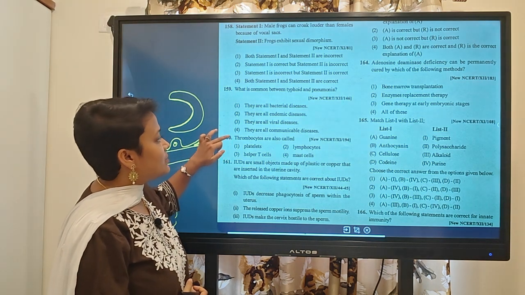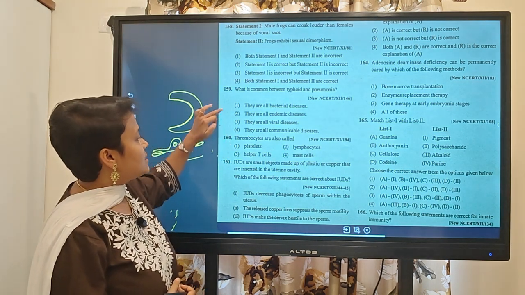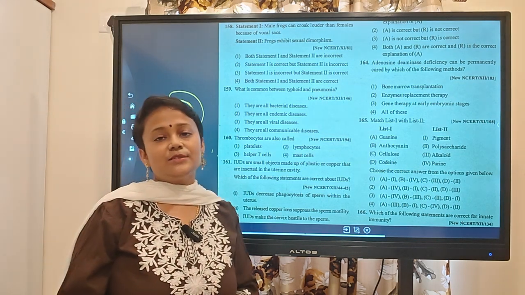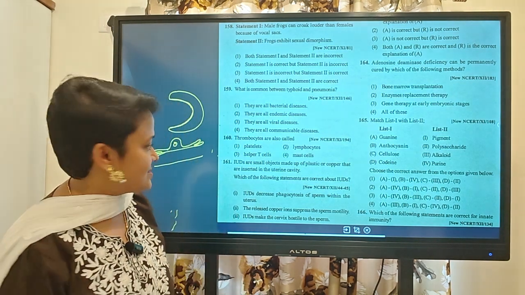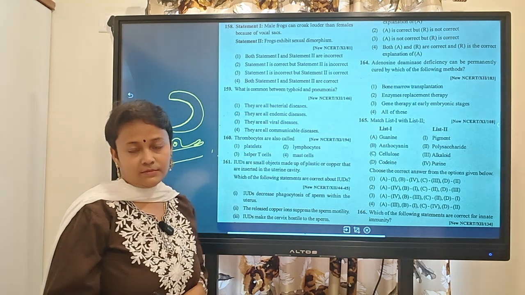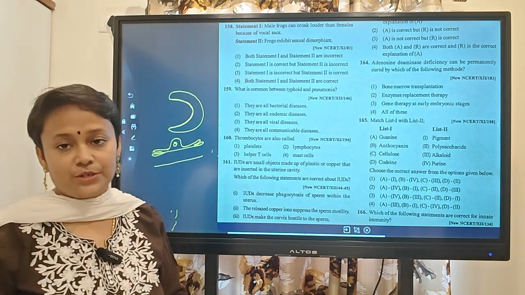Coming to the other name of thrombocyte. Thrombocyte is also called platelets, right? Platelets, the answer will be 1. Answer will be option 1.